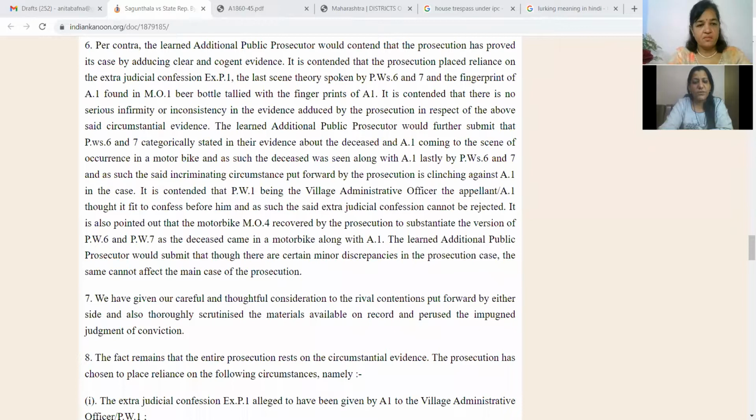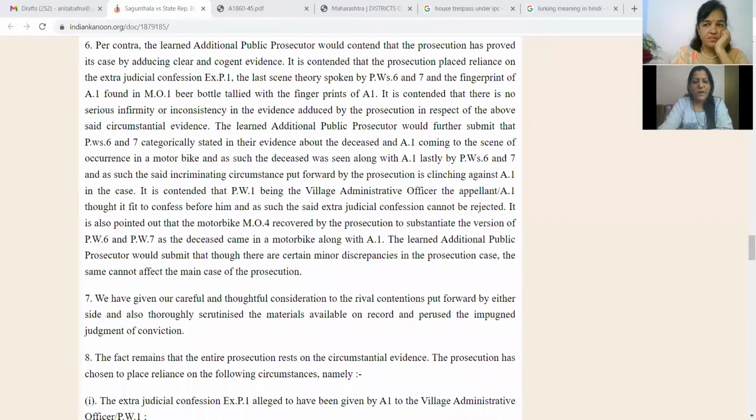It is contended that prosecution witness 1 being the village administrative officer, the appellant accused 1 thought it fit to confess before him, and as such the said extrajudicial confession cannot be rejected. It is also pointed out that the motorbike material object 4 recovered by the prosecution substantiates the version of prosecution witness 6 and witness 7 as the deceased came in the motorbike along with accused 1. The learned additional public prosecutor would submit that though there are certain minor discrepancies in the prosecution case, the same cannot affect the main case of the prosecution.